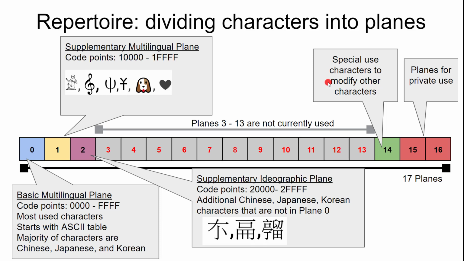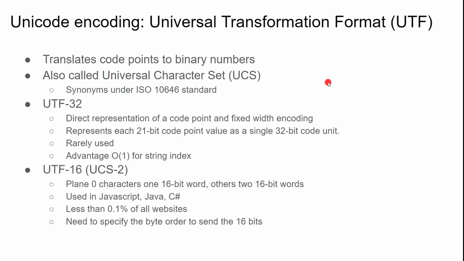So we've seen how code points are distributed, and that there's an efficient packing of code points into plane 0, but we haven't discussed how those code points are converted into binary values that a computer can manipulate. A code point is an awkwardly large 21 bits. To make them palatable for computers, we need to encode them in either 8, 16, or 32-bit values. That is what the Universal Transformation Format, or UTF, does. Now, UTF is also synonymous with the Universal Character Set, UCS, in the ISO 10646 standard.